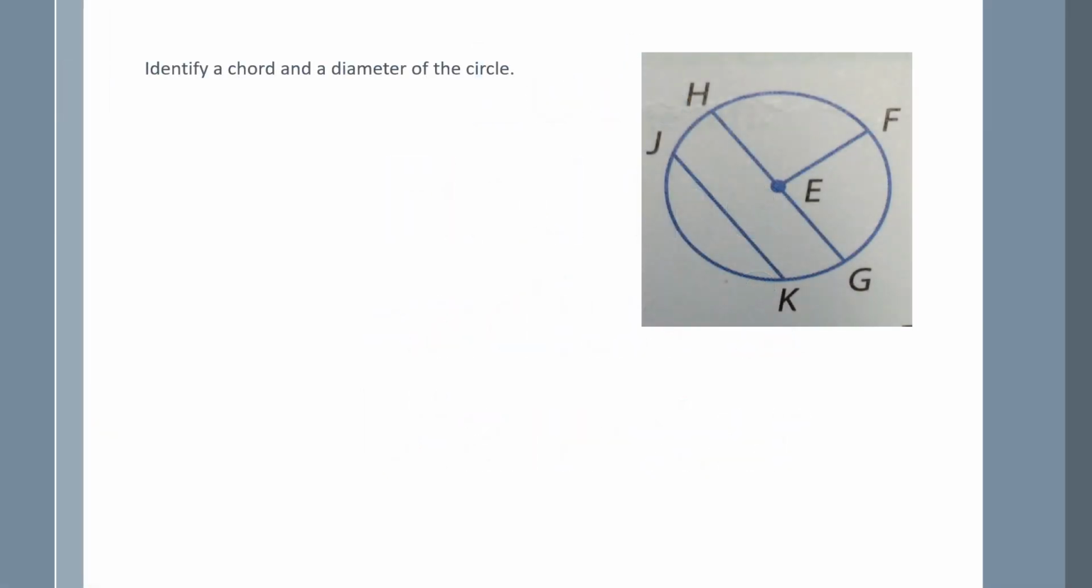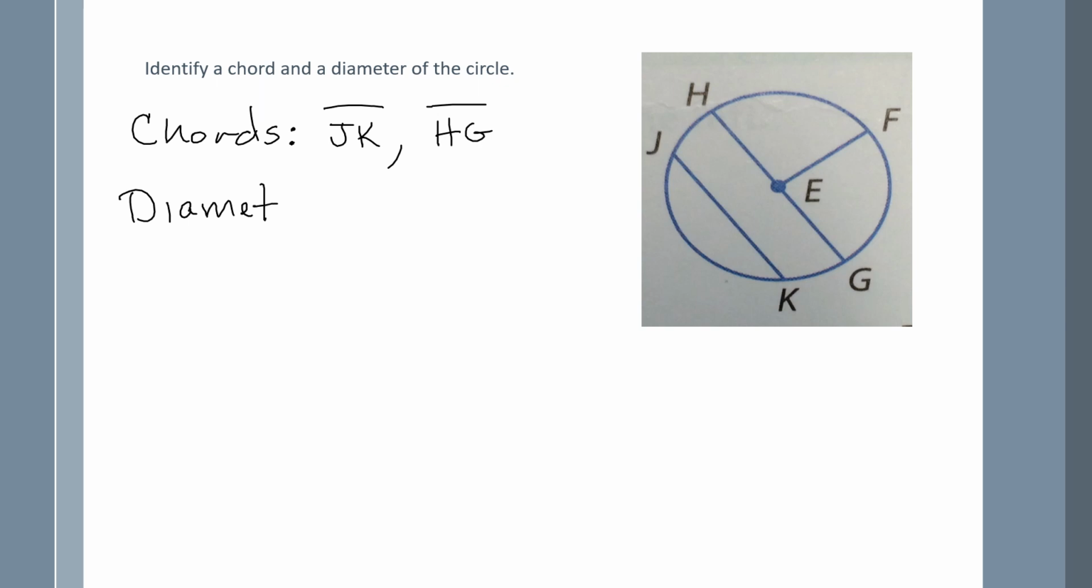Okay, so we want to identify a chord and a diameter of the circle. There are two chords in this picture, so I'm going to name them both. The first is segment JK, and the second is segment HG. It's got to go on the circle. The diameter, there is only one in the picture. The diameter here would be segment HG.